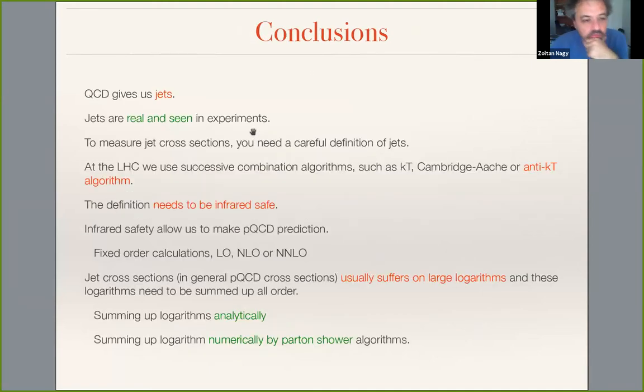Okay, so let me conclude very quickly. QCD gives jets, and jets are real and seen in experiments, so that's not just our imagination. To measure jet cross-sections, and of course to predict and calculate them, we need a careful definition of the jet algorithm. At the LHC, we mostly use successive combination algorithms such as kT, Cambridge/Aachen, and anti-kT. Of course, the definition has to be infrared safe. There is no other option.